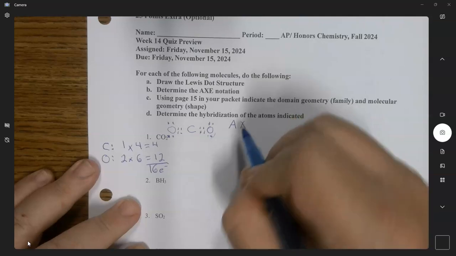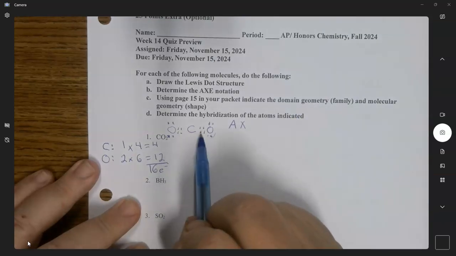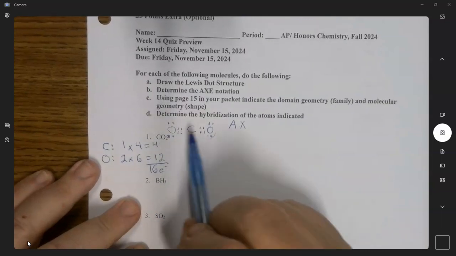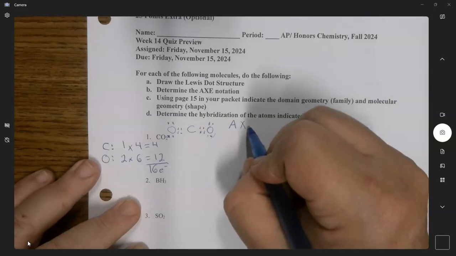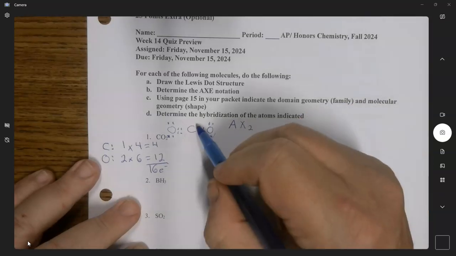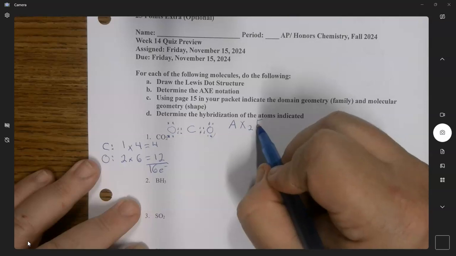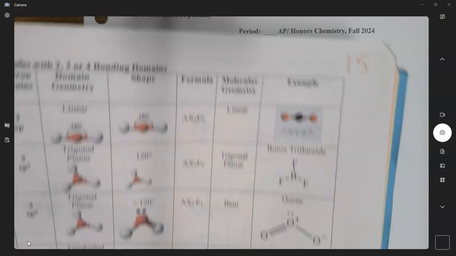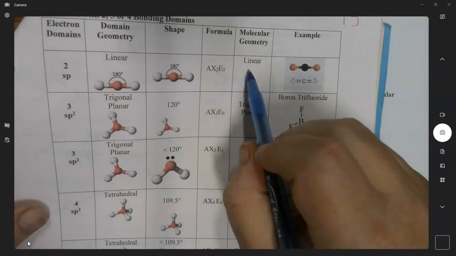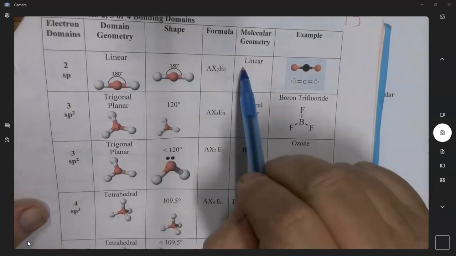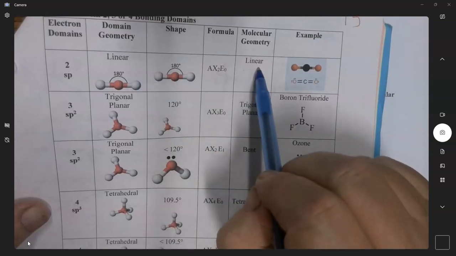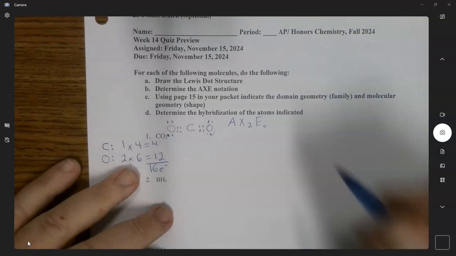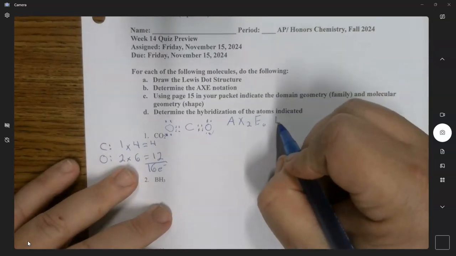is AX2. It has two bonding domains. That's what the X's are. 1, 2. Double bonds still count as one bonding domain or one electron domain. And it has no lone pairs around the carbon, so it's E0. And you go to this sheet, you find AX2E0 is linear. It's in the linear family, and it's linear domain geometry. Okay. So that means it's going to be linear, linear.